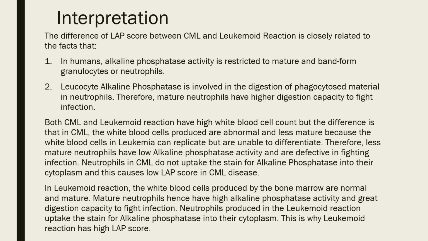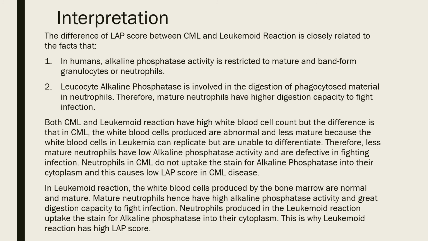Here I will further explain the difference in LAP score between CML and leukocyte reaction. It is closely related to the fact that in humans, alkaline phosphatase activity is restricted to mature and band-formed granulocytes or neutrophils. Leukocyte alkaline phosphatase is involved in the digestion of phagocytosed material in neutrophils. Therefore, mature neutrophils have higher digestion capacity to fight infection. Now we see that both CML and leukocyte reaction have high white blood cell counts.